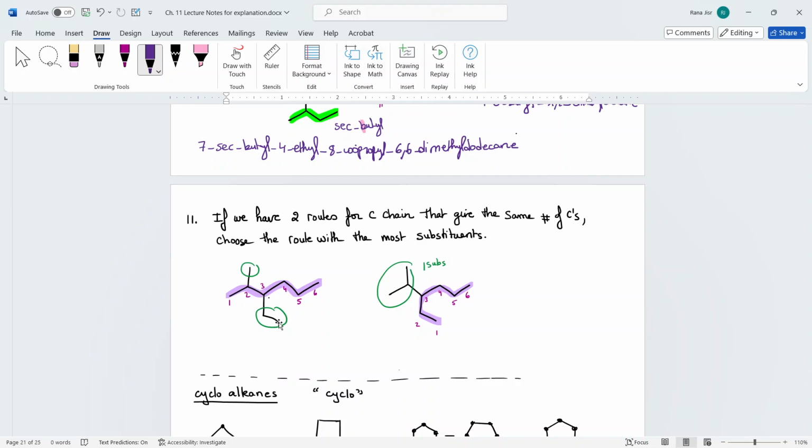Which one should I choose? There's a rule, and the rule says that always you choose the longest carbon chain with the most substituents. So this means that this route is wrong. I cannot use it because I'm generating just one substituent. On the other hand, this one I need to use because I have two substituents in there. So this one is generating two substituents, and the name in this case is going to be 3-ethyl, 2-methyl, and hexane.